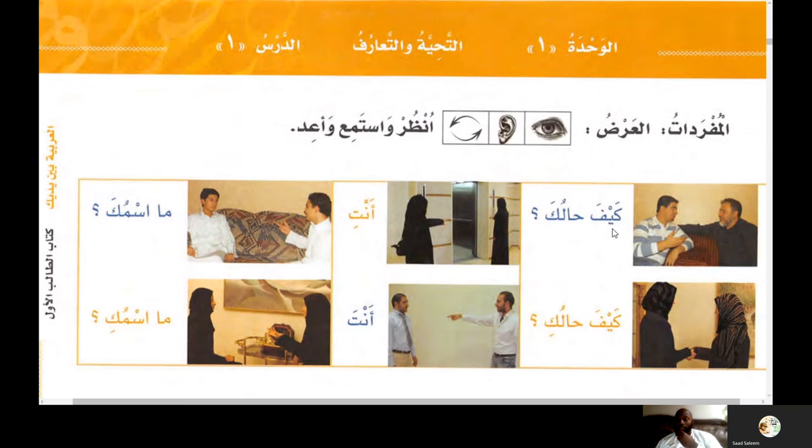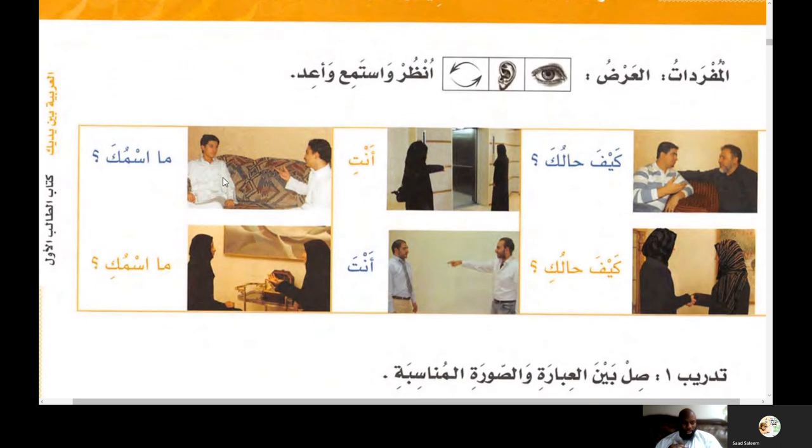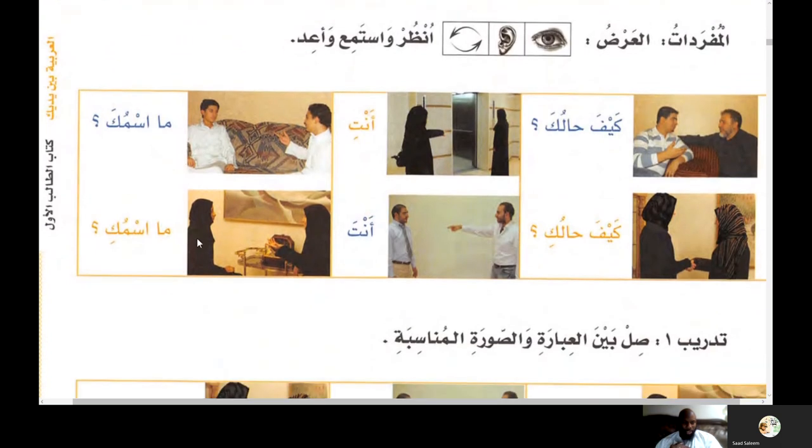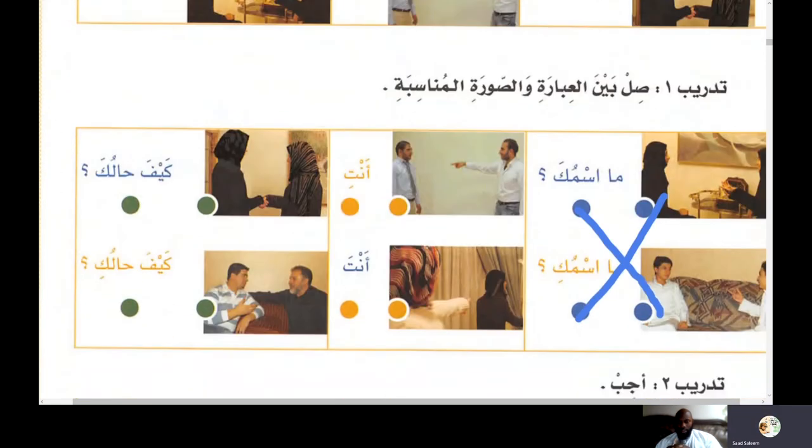Kayfa haluka is masculine. Kayfa haluki is feminine. Anta is masculine. Anti is feminine. Masmuka is masculine and masmuki is feminine. Okay.